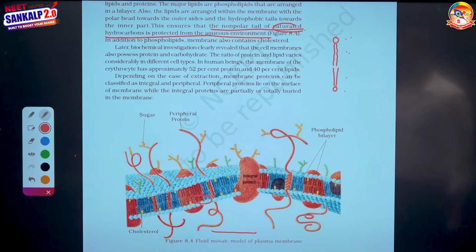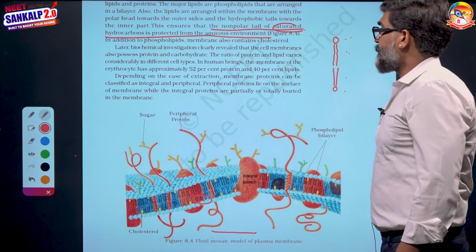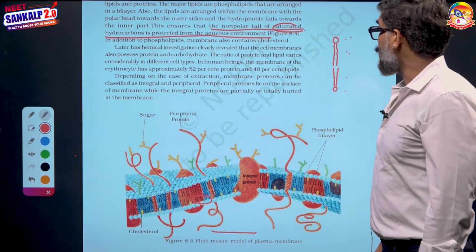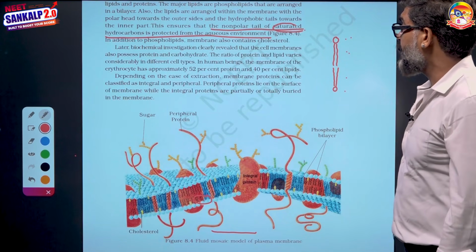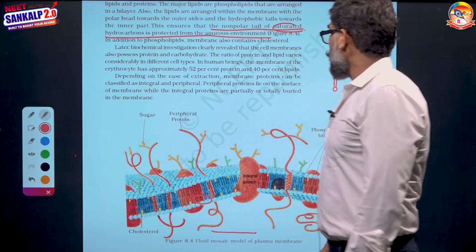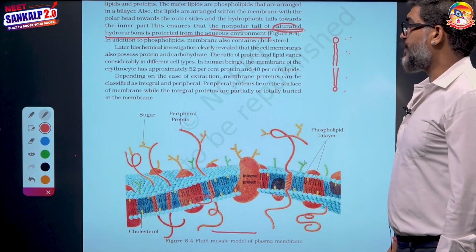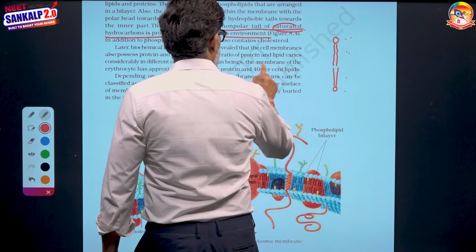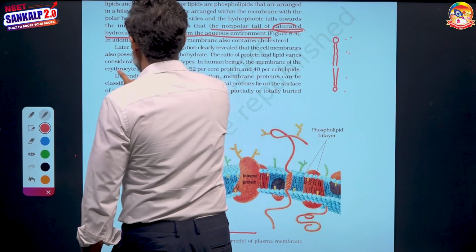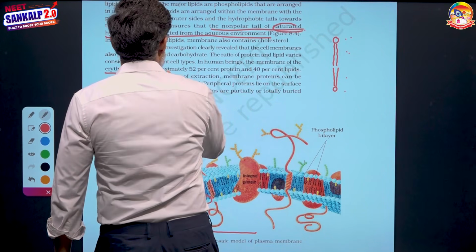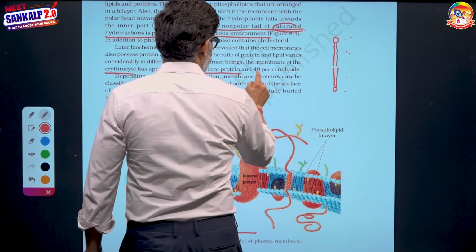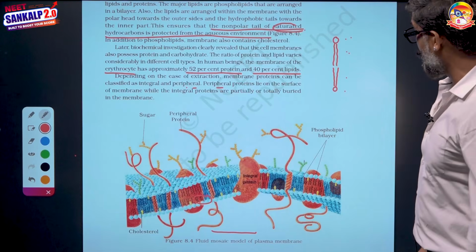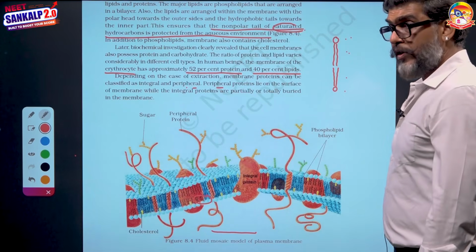Later biochemical investigations revealed that cell membranes also possess proteins and carbohydrates. The ratio of protein and lipids varies considerably in different cells. In human beings, the membrane of the erythrocytes has approximately 52% proteins and 40% lipids. Keep in memory, they are talking about erythrocytes in human beings. So this ratio value you also have to keep in memory.